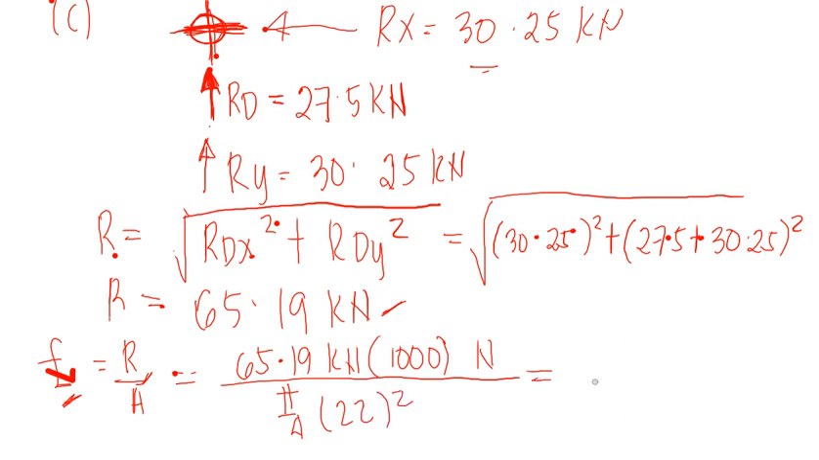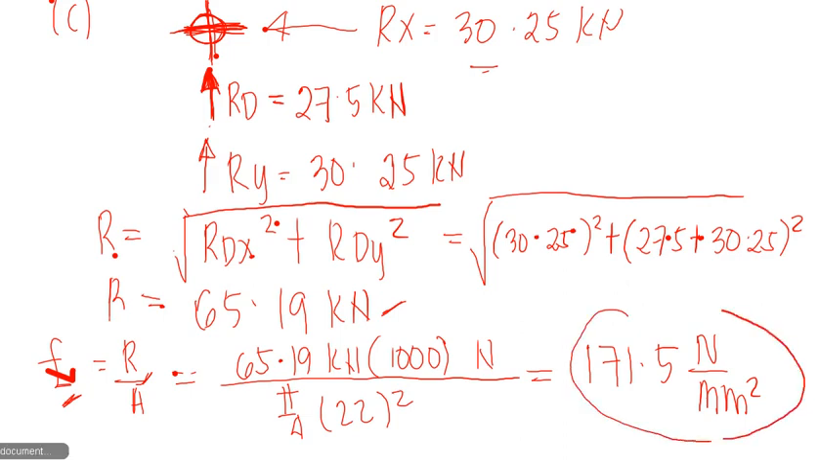So, yung magiging value natin dyan, if we input that in our calculator, ang makukuha natin is 171.5 Newton per mm squared. So, ito na yung magiging sagot natin for letter C. The maximum shear stress in our bolt. We have 171.5 MPa. So, yan yung magiging maximum shear stress natin.